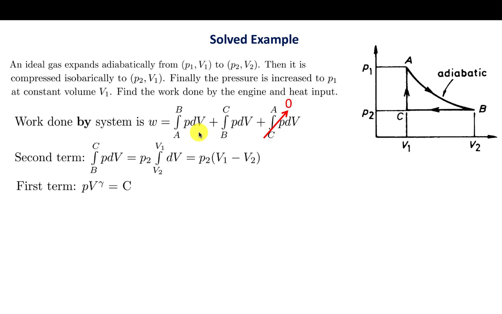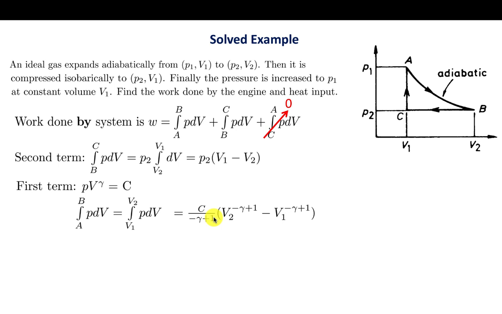The first term will need a little bit of calculation. You remember that in an earlier lecture, I derived that PV to the gamma is equal to a constant. Here, gamma is the ratio of CP to CV. You can look back at the previous notes for that. Now, in going from A to B, the volume has changed from V1 to V2. And so the integral is from V1 to V2. And now we need to write P in terms of V, which is easily done because P is then C over V to the gamma, which means that when you integrate it, you add 1 to the exponent and divide by the new exponent. So this integral is what you have here.